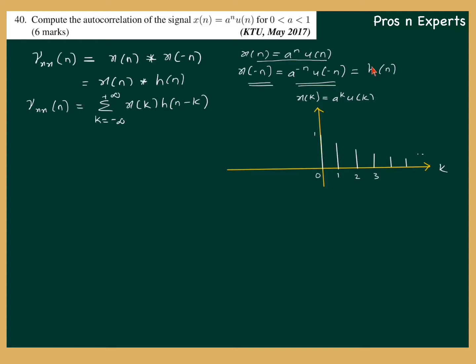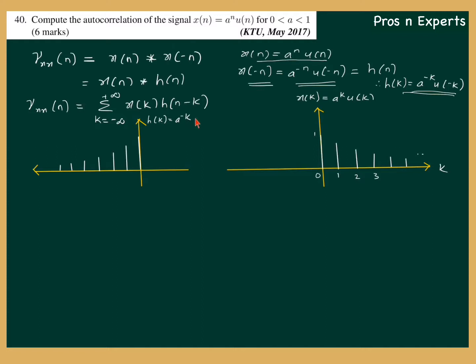H of n is equal to a raised to minus n u of minus n from this equation. So h of k is equal to a raised to minus k u of minus k. Okay, and let us see how we can draw h of k equal to a raised to minus k u of minus k. I have drawn the signal here. I don't need to write u of k.